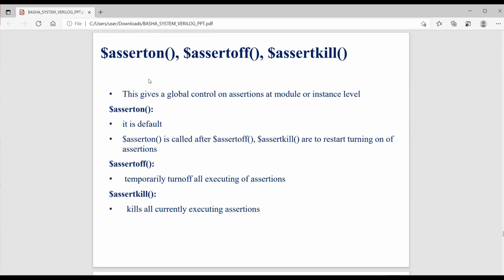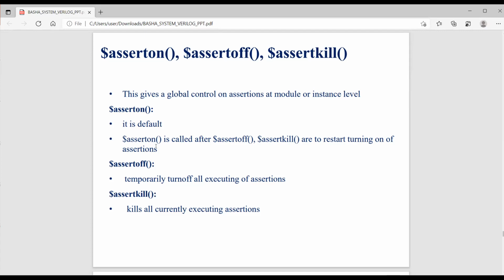And we were having some more things like $assertion on. These are global controls on assertions at module or instance level. Like constraint mode and random mode we were having, similarly we have assert on, assert off, assert kill. By default, $assert_on means all your assertions are on. By default every assertion will be on only.